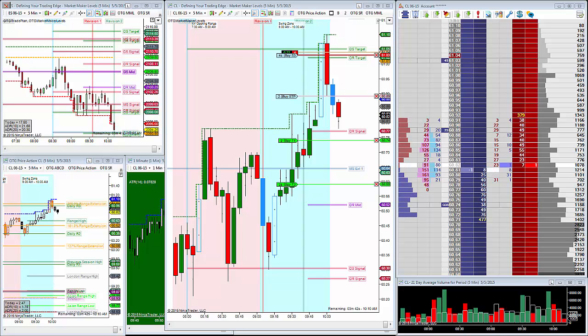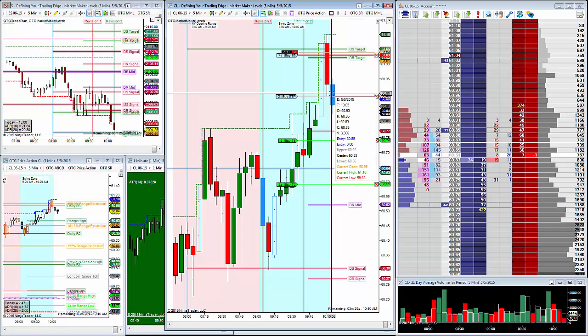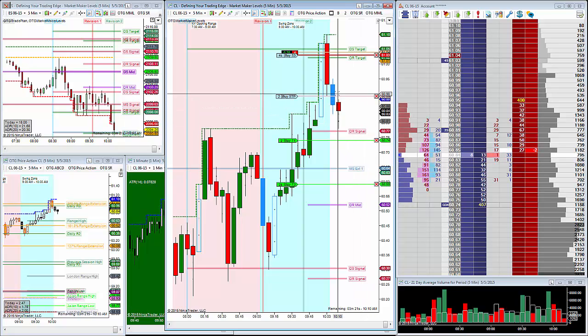Hang on a second. 89. Take 2 off at 89. That's plus 15. The center point on the gap bar here is 86. Come on back down through it here.